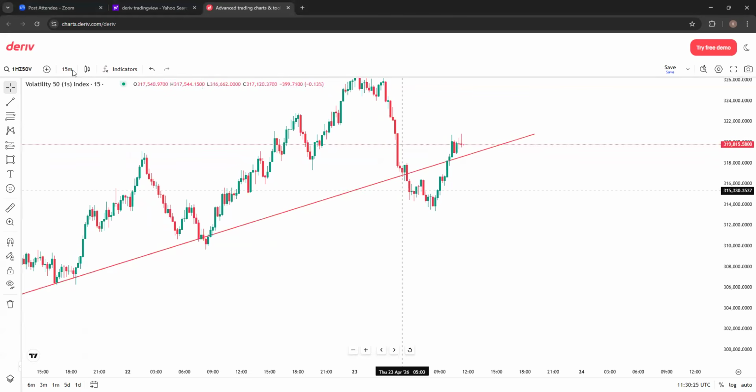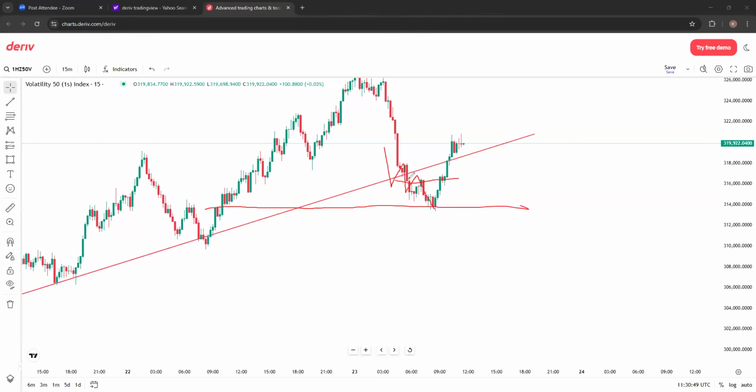If you come to your M15 here, what you see is our price was waiting to give us a confirmation, which was a break of structure at this area. Many people thought we are selling just because we have something that looks like a sale. Forgetting that here we had an OB and price had to tap in that OB. There's no way this price wouldn't tap in that OB.